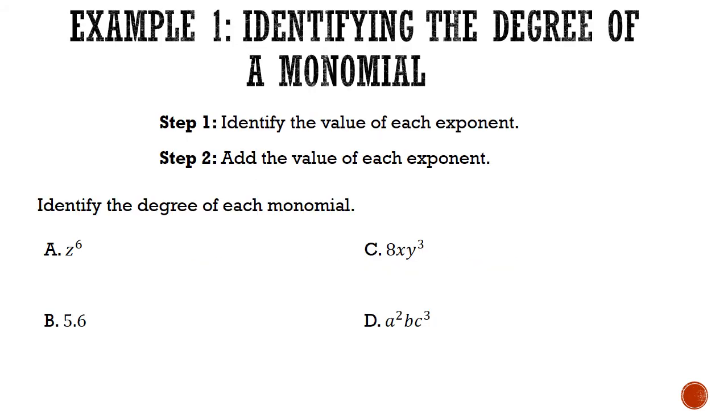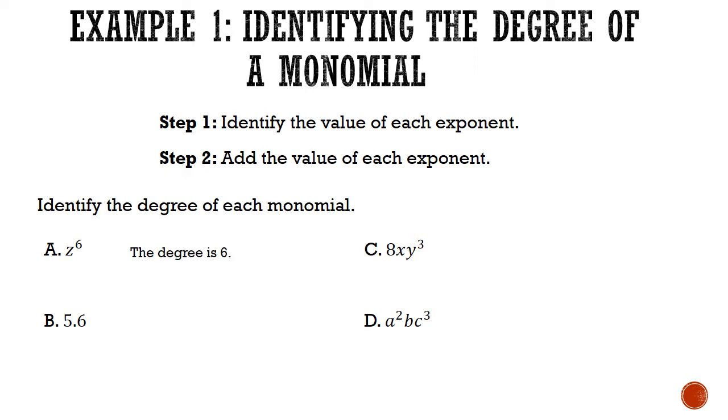Okay, so example 1, identifying the degree of a monomial. Doing your vocab, you know what a monomial is. I'm going to give you the steps first. Identify the value of each exponent, and then add the value of each exponent. So identify the degree of each of these monomials. Z to the 6th. Identify the value of the exponent. The exponent is 6. Add the value of each exponent. There's only one, so the degree is 6.